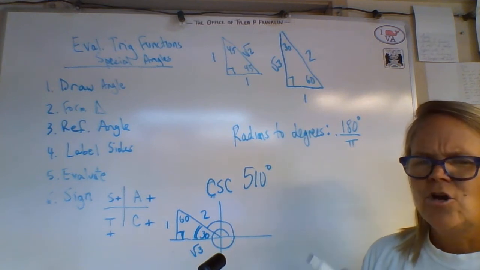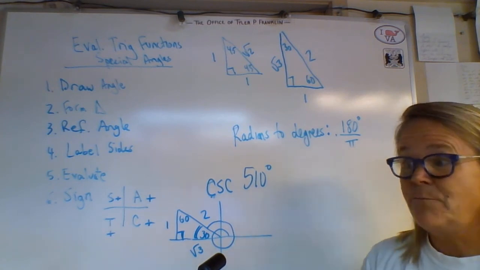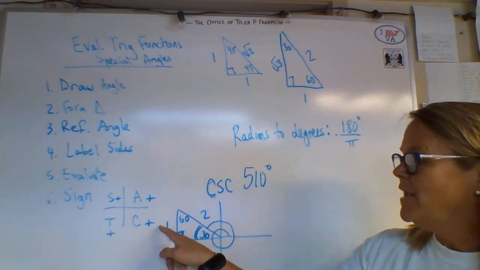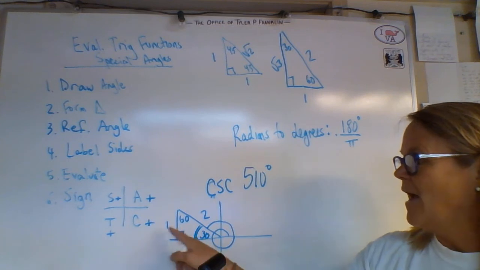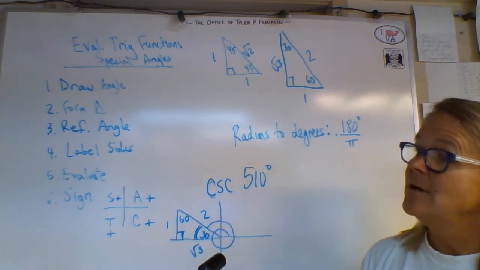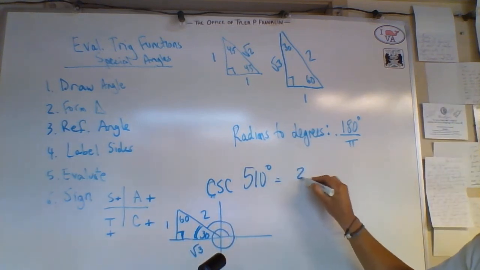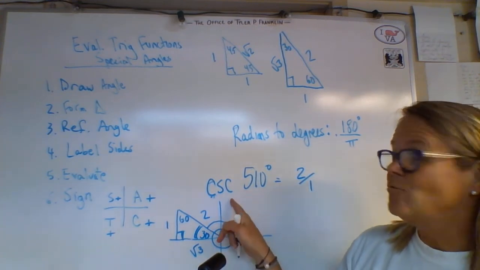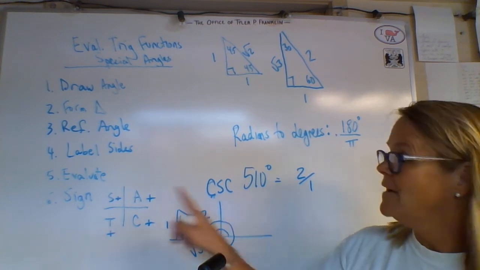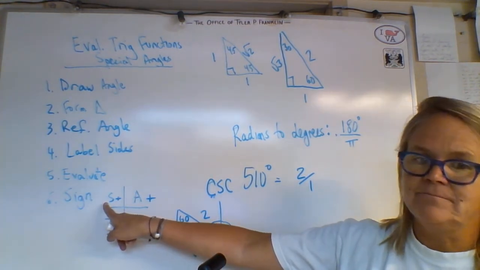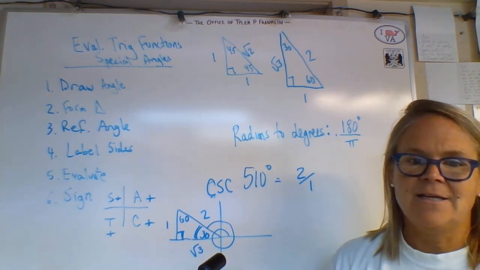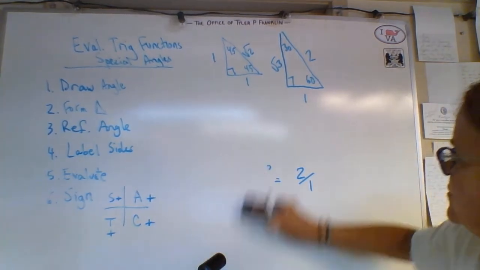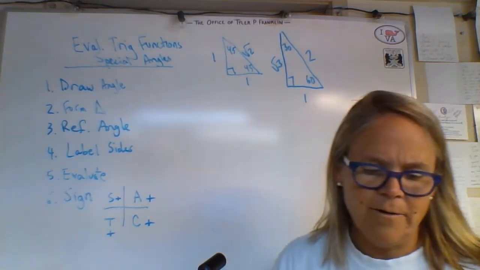Evaluate. Cosecant is the reciprocal of sine. Sine would be 1 over 2, opposite over hypotenuse. So cosecant is 2 over 1. I did the reciprocal of sine in quadrant 2. Sine is positive. It's positive. So if I erase those, let's look at another one.